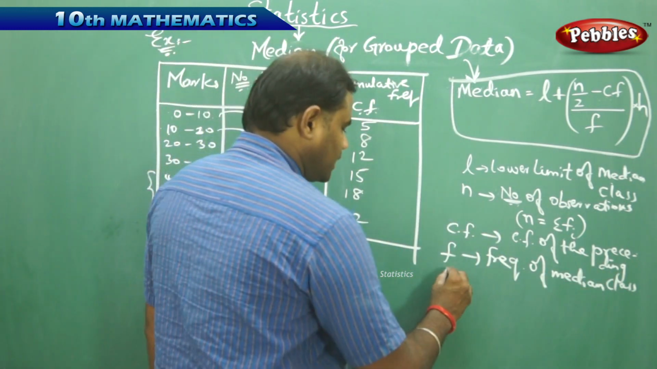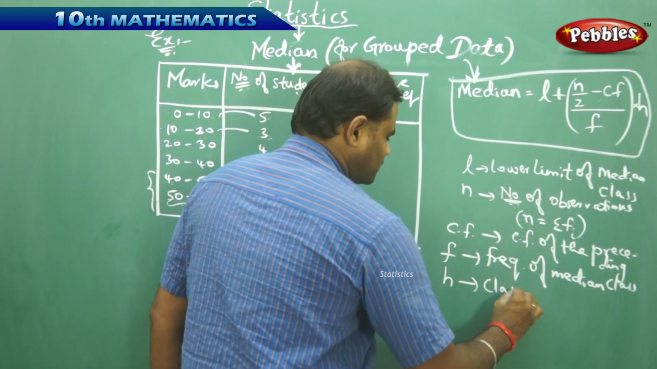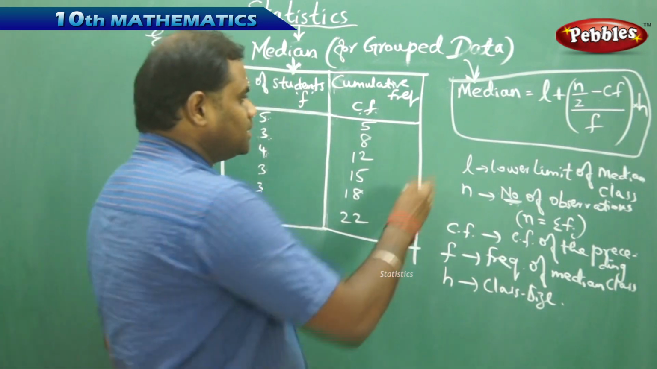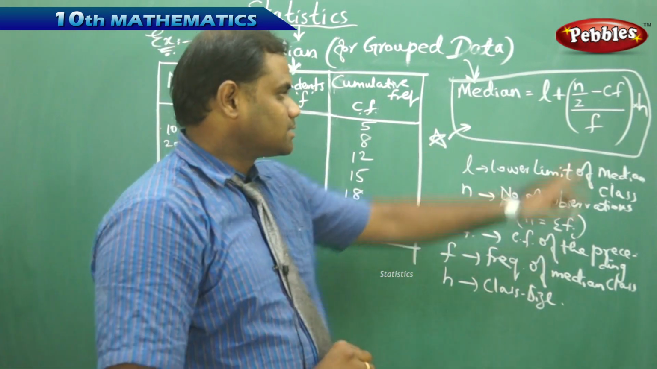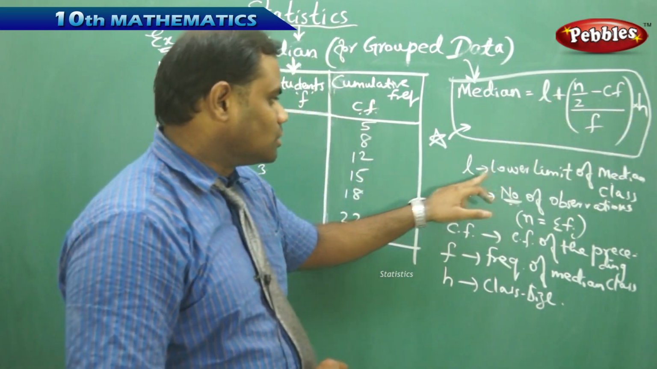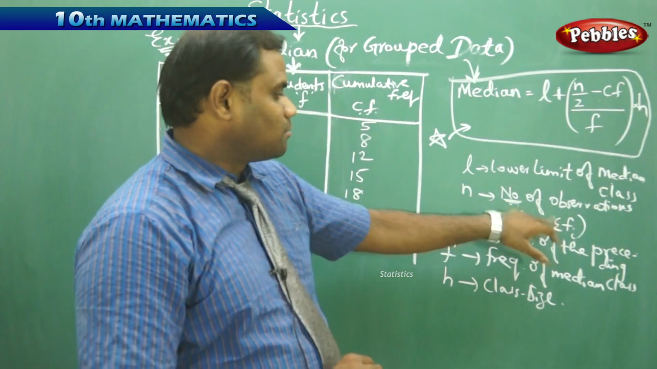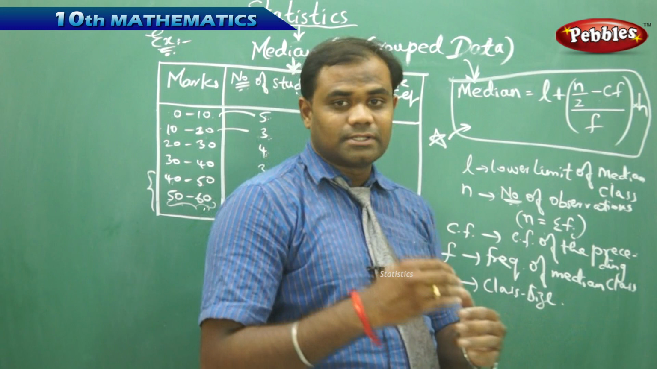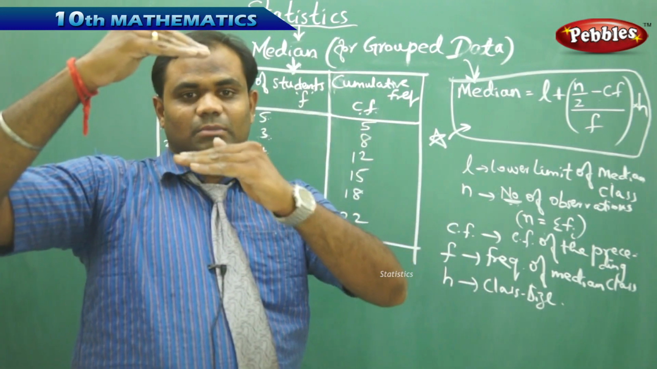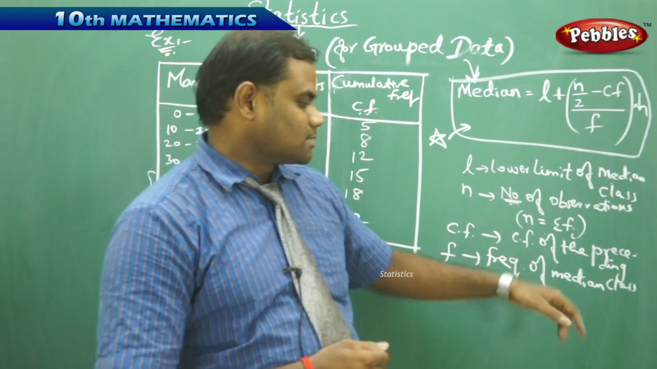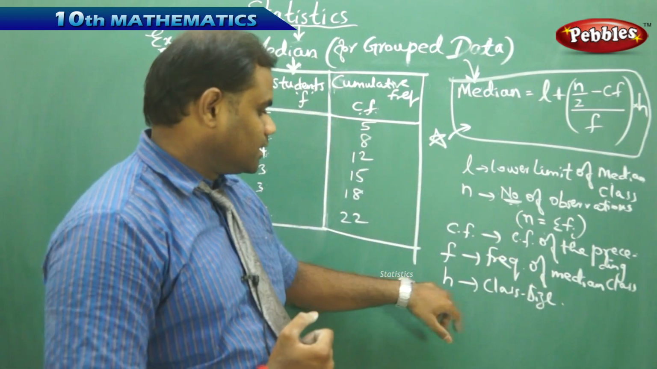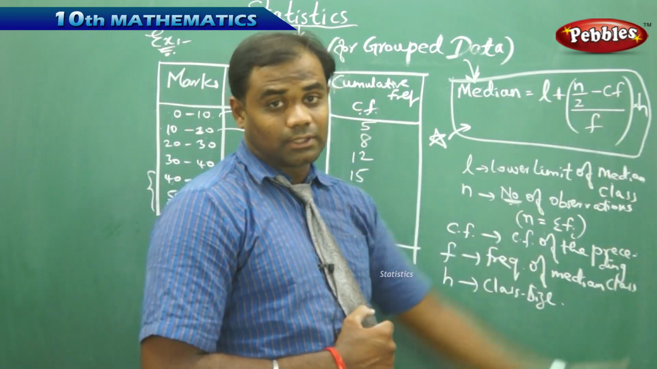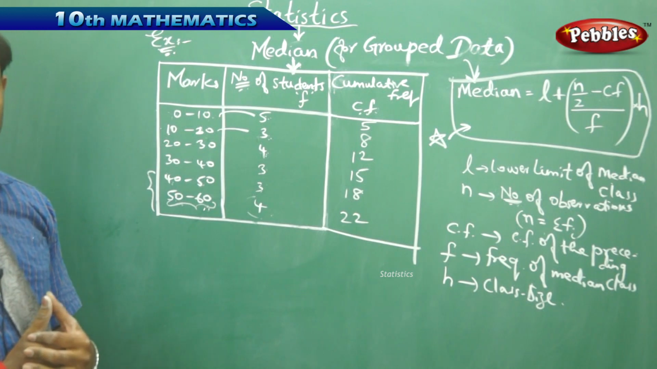And finally, H is the class size. As we know, it is the length of the class interval. So the formula for the median is L plus n by 2 minus CF by F into H, where L is the lower limit of the median class, n is the number of observations given by sigma fi, CF is the cumulative frequency of the preceding class, that is the class above the median class, F is the frequency of that median class, and H is the class size. So let's use this formula, substituting each of the contents as derived from this table.